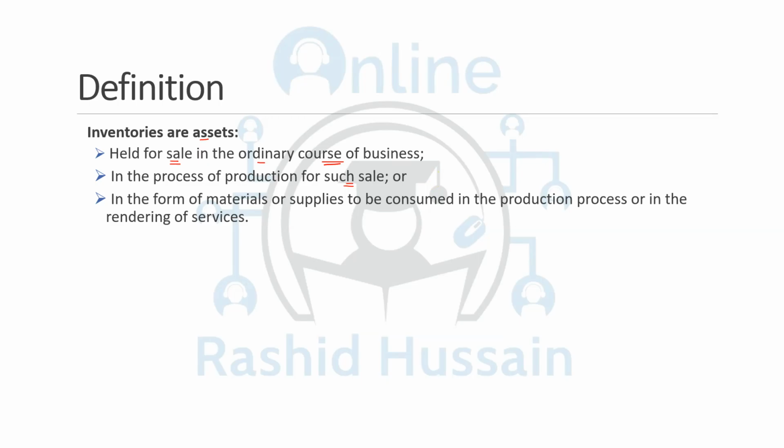And then the third thing is material or supplies to be consumed in the production process or in the rendering of services. So this is simply the raw material and the supplies we usually have, which we use in production or to provide services. So there are three components of inventory: raw material, work in progress, and finished goods.